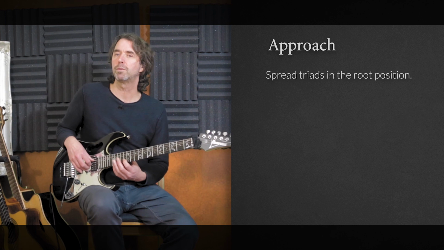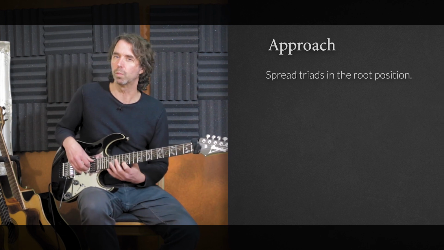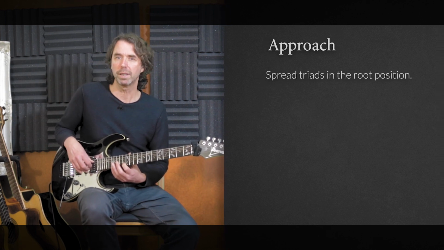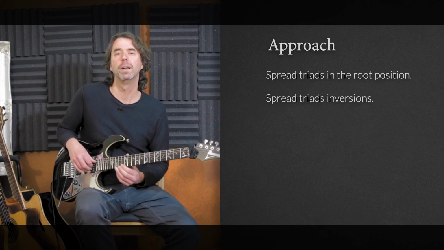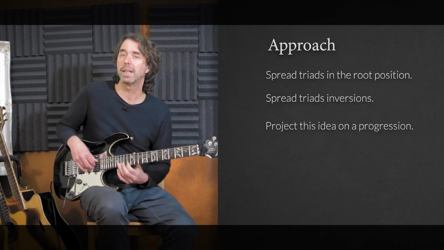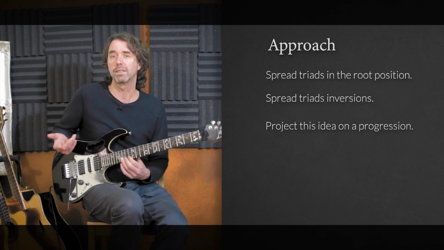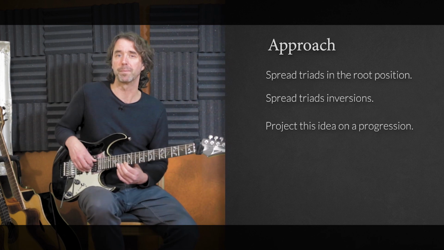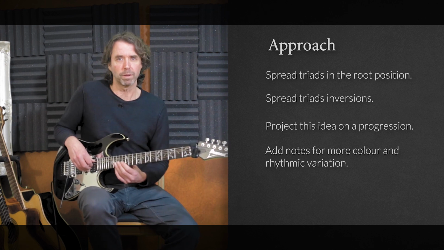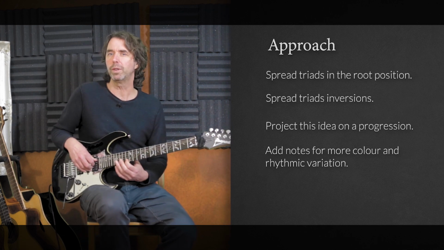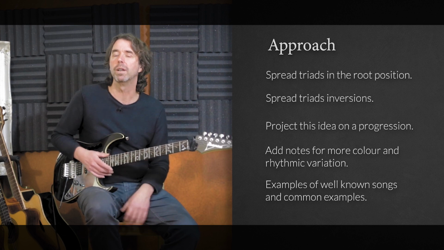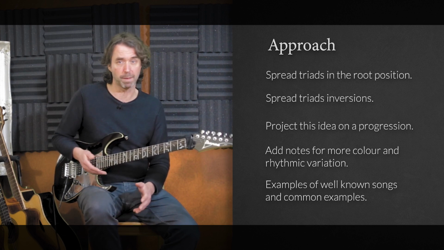Now when approaching spread triads, it's best to take a systematic strategy to practice this in an efficient way. Now we're going to take the following approach. First, we're going to look at the spread triads of the root position in just one simple major key. After that, we're going to explore the inversion of the chord. Then we'll take the chord progression and project the ideas on the different chords of that chord progression. And after that, we are going to add notes for more color. And finally, we're going to look how spread triads are used in well-known music and in common examples.